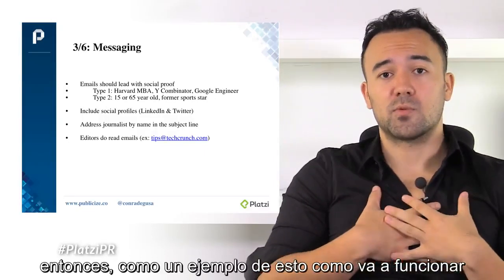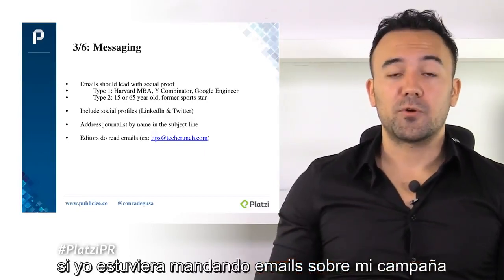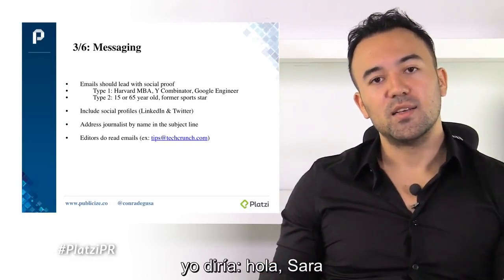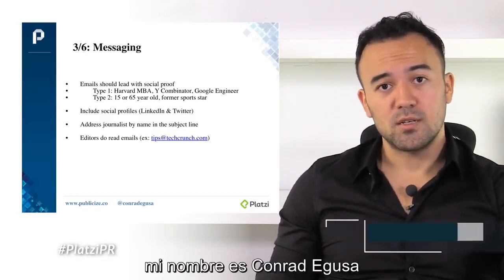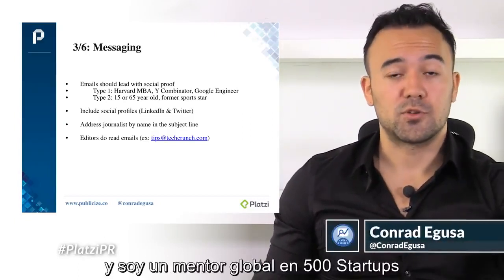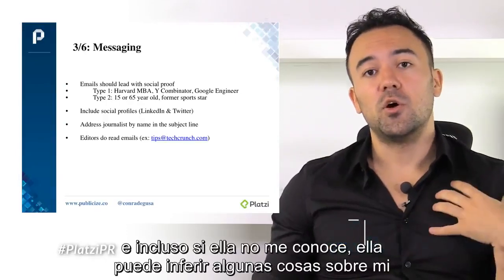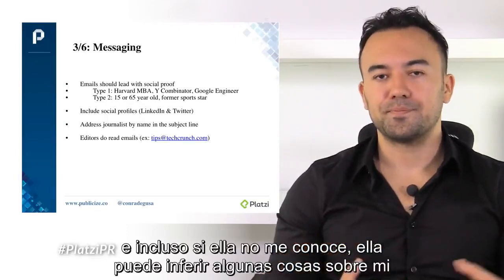So as an example of how this would work, if I was emailing about my crowdfunding campaign, I would say, hi, Sarah, my name is Kamanagusa. I'm a global mentor at 5 Minute Startups. And even if she doesn't know me, she can infer certain things about me.